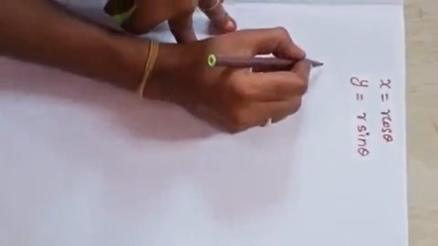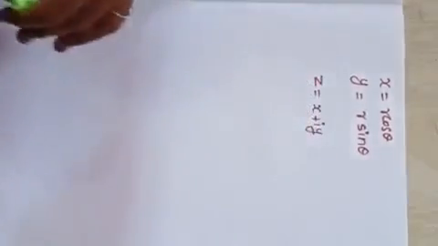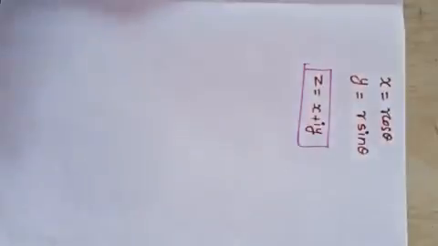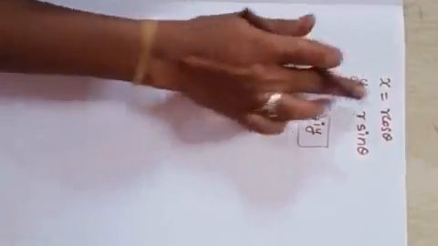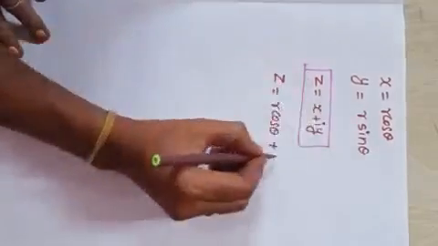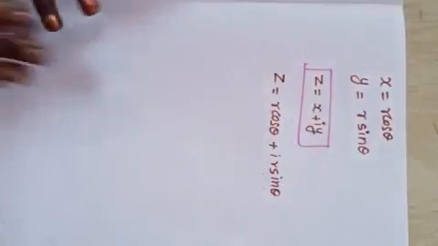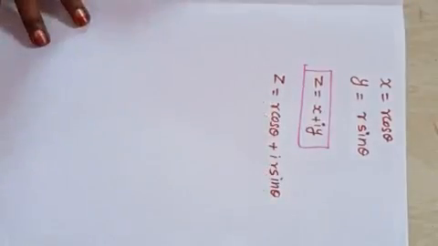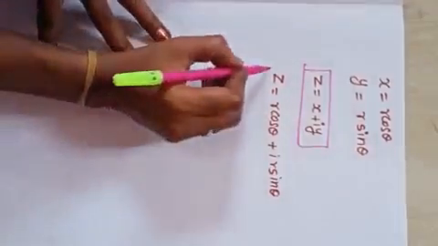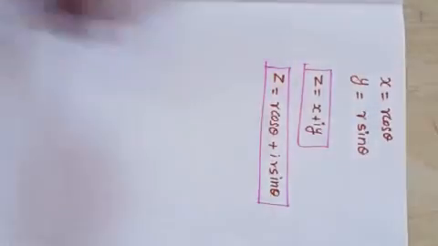We know that the complex number z is equal to x plus iy. Now z is equal to, what is x? r cos theta plus i into y, which is r sin theta. This is a polar form. What is a polar form? z equal to r cos theta plus i into r sin theta is called the polar form.